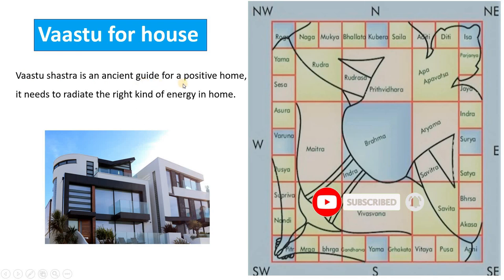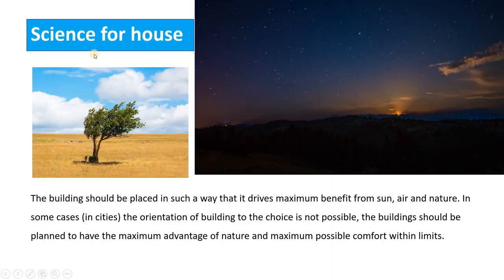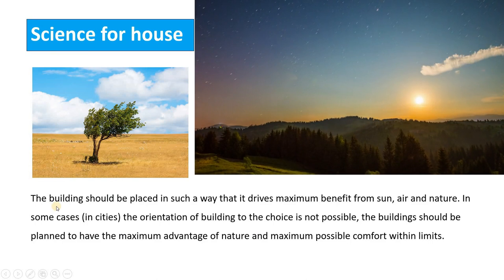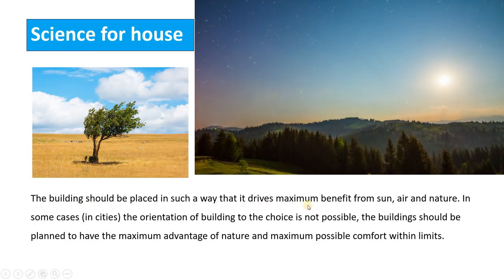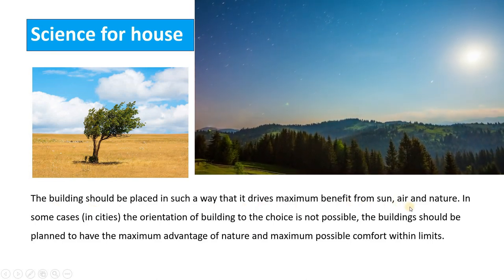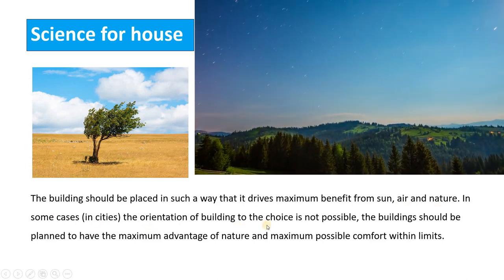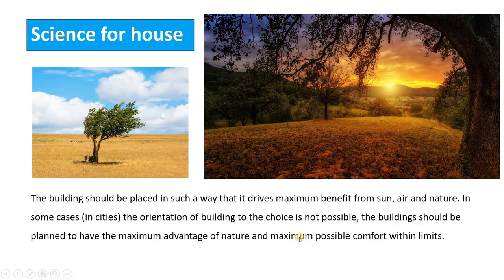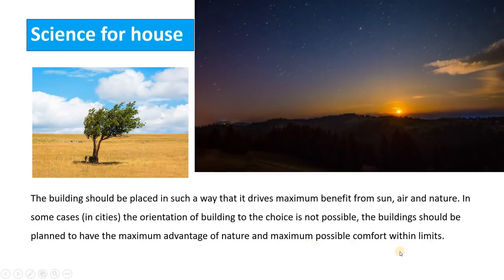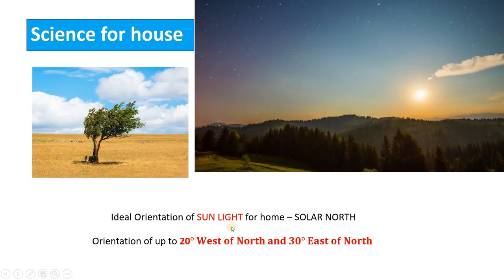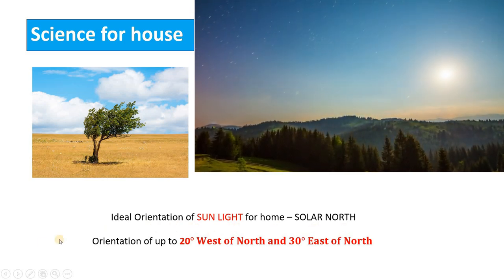Vastu Shastra is an ancient guide for positive home. It needs to radiate the right kind of energy in home. Next is science for home. That is how to decide the positions. The building should be placed in such a way that it derives maximum benefit from sun, air and nature. In some cases, like in cities, the orientation of building to the choice is not possible. The building should be planned to have a maximum advantage of nature and maximum possible comfort within limits is to be provided. The ideal orientation of sunlight for home is solar north.